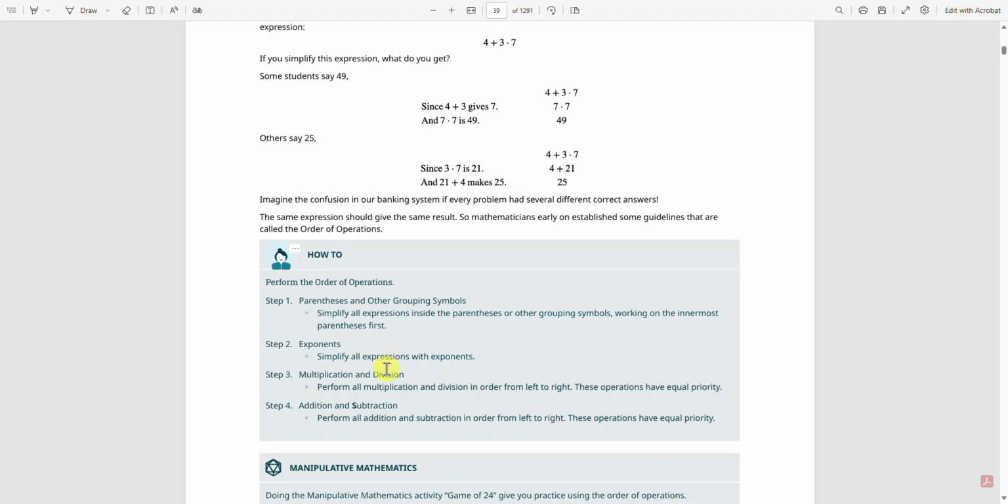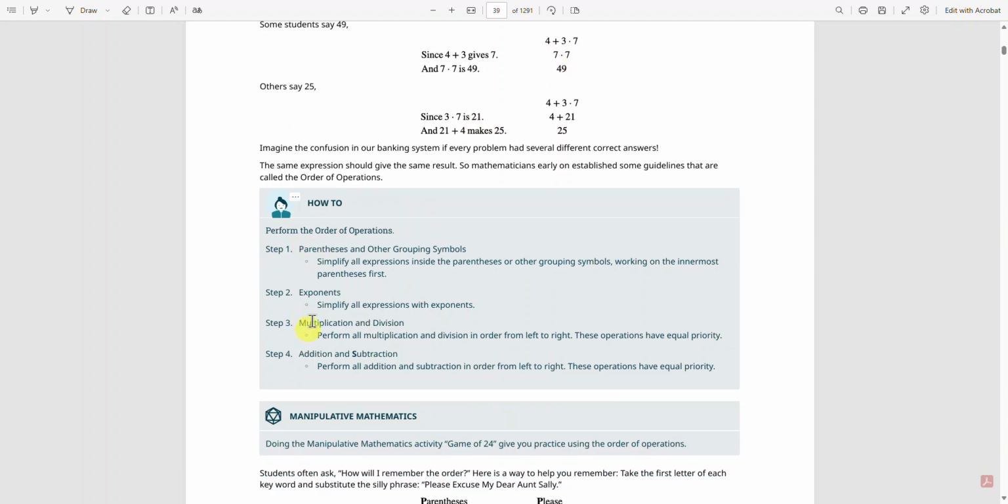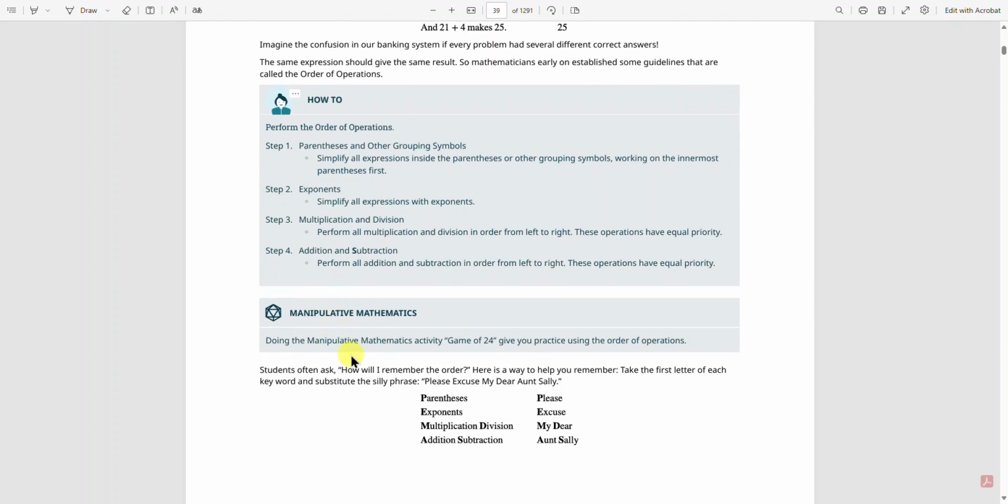It's not explained here, but it has to do with identifying the terms or the parts of an expression, and the parts are separated by addition and subtraction symbols, okay? That's the real way to know how to do this. But this is a good guide, and they give us this helpful little mnemonic device or way of remembering the order.